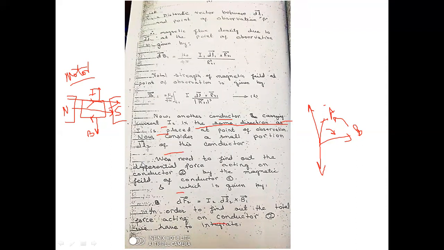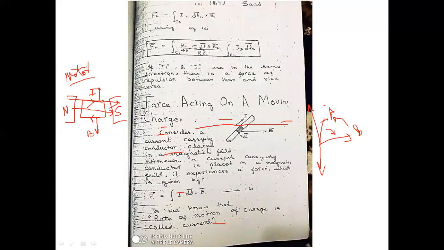In order to find the total force acting on conductor 2, we have to integrate it. So by integration, F2 is equal to the integral over C2 of I2 dl2 cross B1. Using equation number 1, replacing the value of B1 from equation number 1, we will get F2 equal to this. So if I1 and I2 are in the same direction, there is a force of repulsion between them, and if these two are in opposite directions, then there will be a force of attraction between them. This is understood.